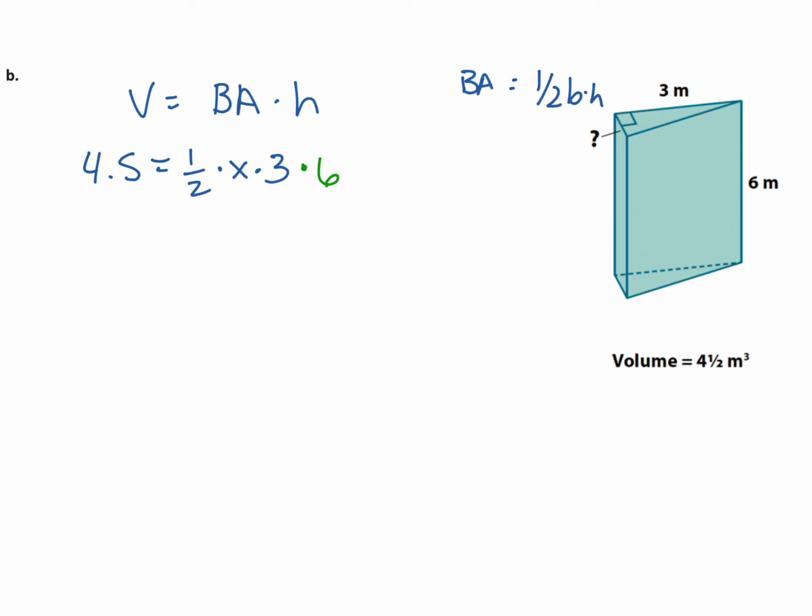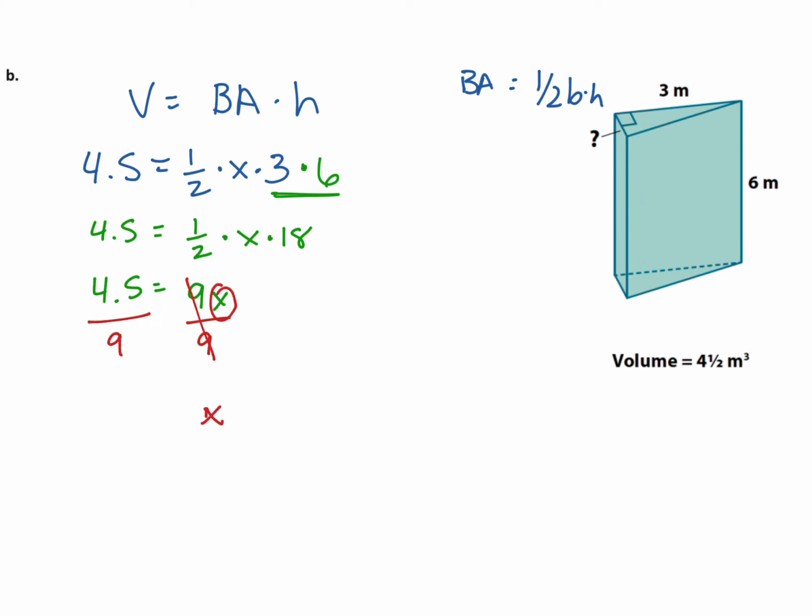Now we are going to combine our like terms. 3 times 6 is 18. Then, half of 18 is 9. And now we're going to divide by 9 on both sides to solve for x.